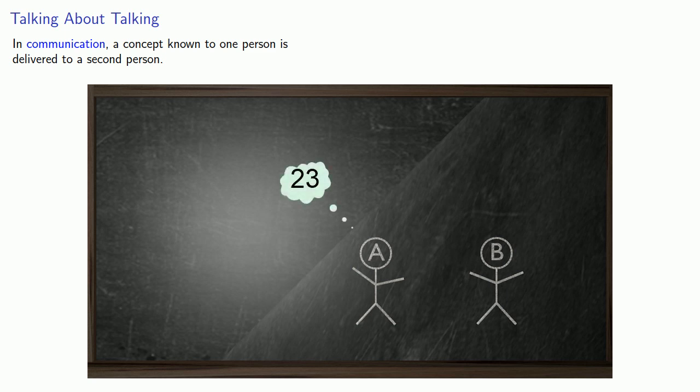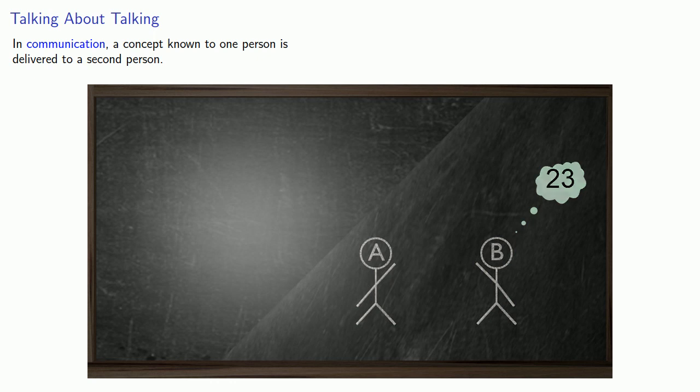Now, if she wants to communicate this to Bob, she has several options. She might just simply say 23. And when Bob hears 23, he now has this concept of 23 in his head. Well, now let's introduce secrecy. With cryptography, we add a new requirement. The information should be known only to the intended recipient.